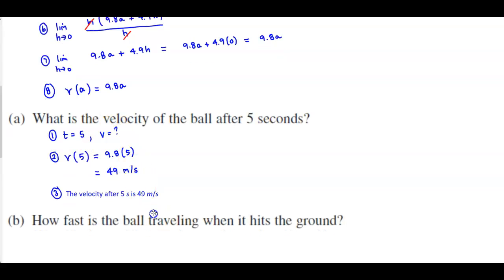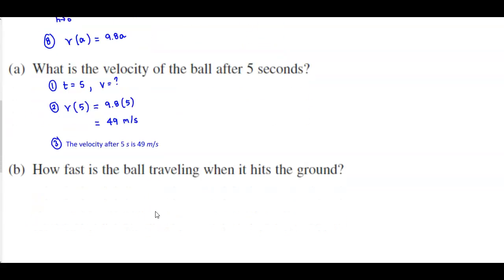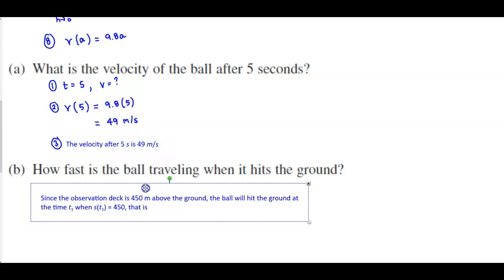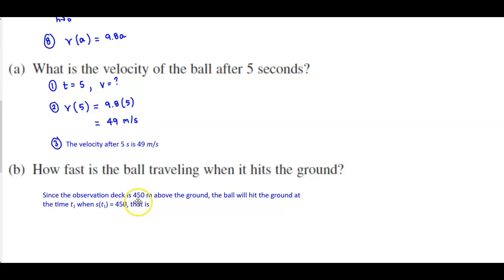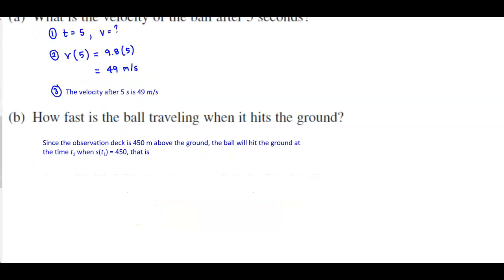Now in part B, we want to be able to find how fast the ball is traveling when it hits the ground. So, since the observation deck is 450 meters above ground, the ball will hit the ground at time t subscript 1 when s of t subscript 1 is equal to 450. And that is 4.9 t subscript 1 squared, and that is equal to 450.